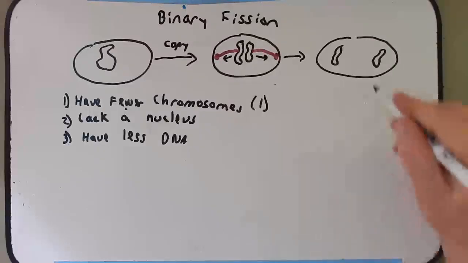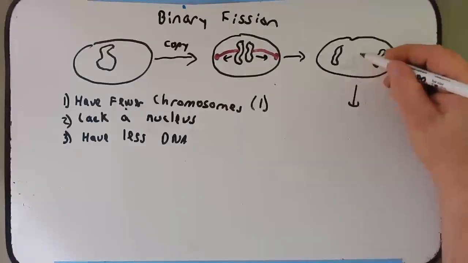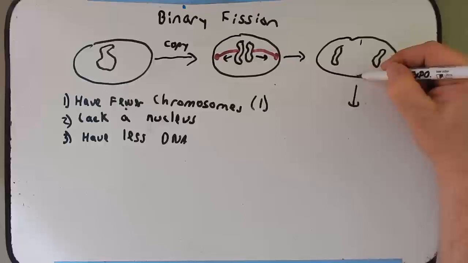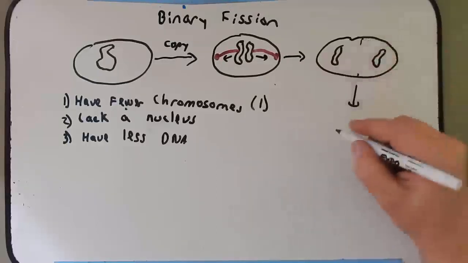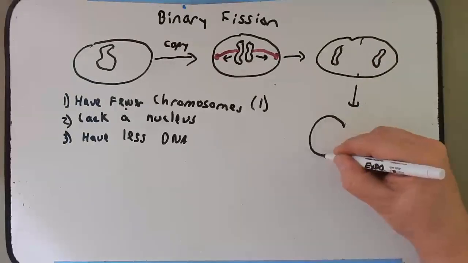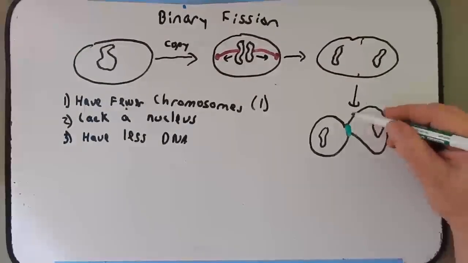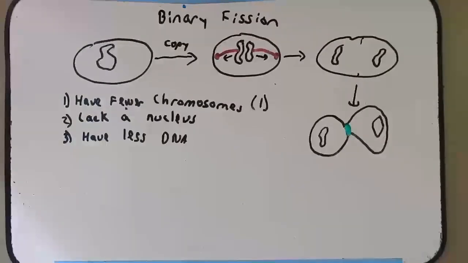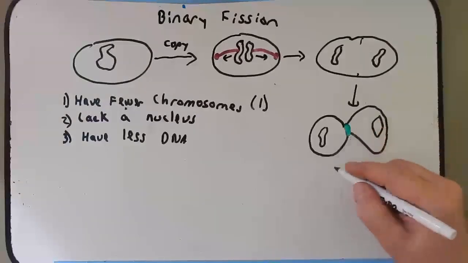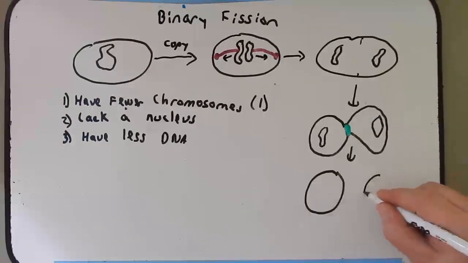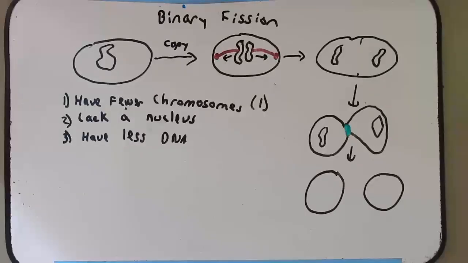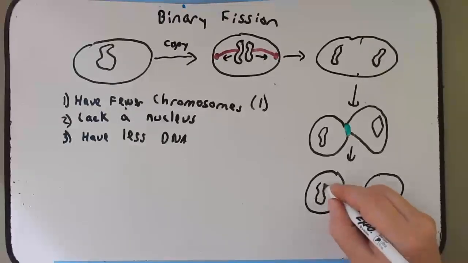And then they begin to form this ring of proteins that brings these two plasma membranes close to each other. So you end up with something that looks like this, with this ring forming around, pulling these two membranes near each other. At some point, these two plasma membranes fuse with each other, and you end up with two separate bacterial cells, each containing a copy of the DNA.